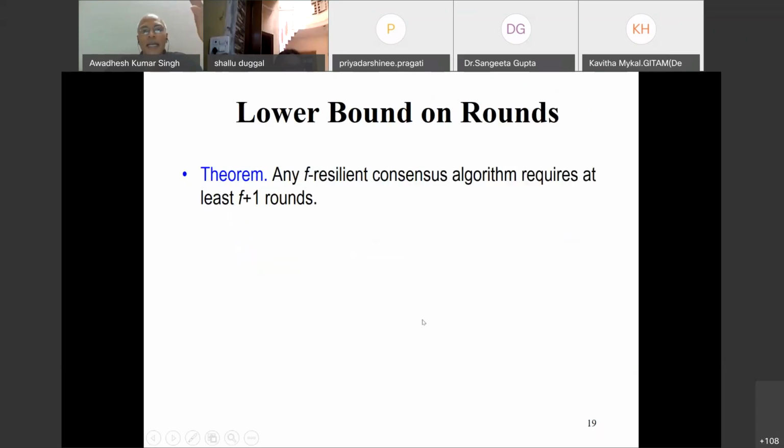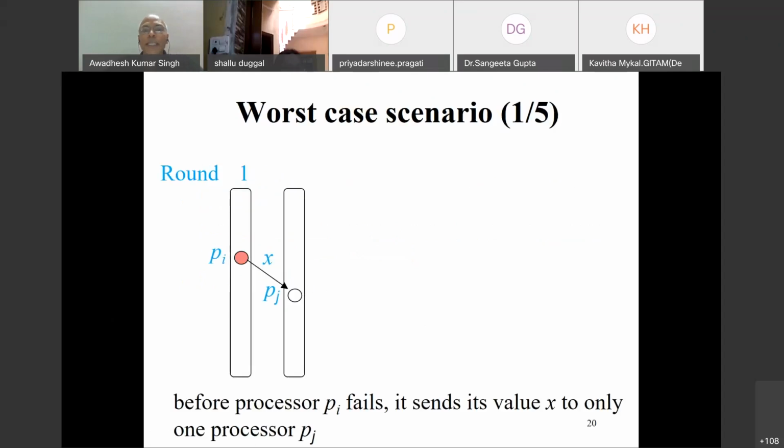That is one, and that's why it's a statement that there should be at least f+1 rounds. The question is why f+1 rounds? We can see from these slides. For example, there are f failures, and why f+1 rounds?